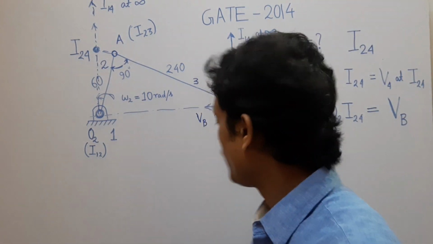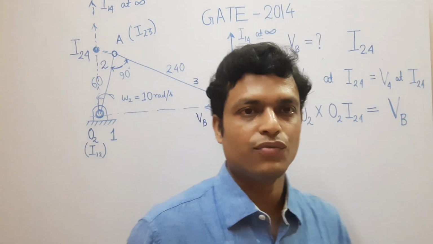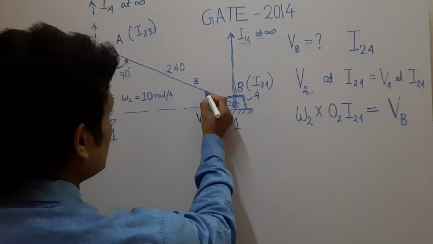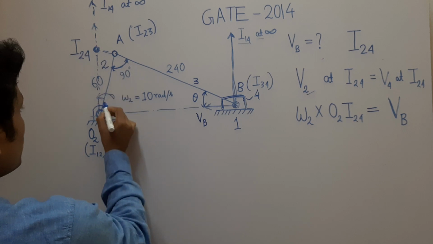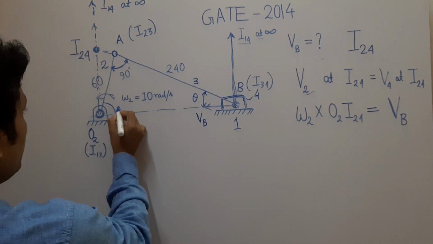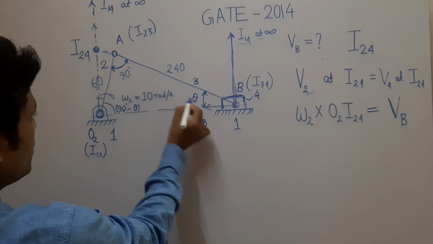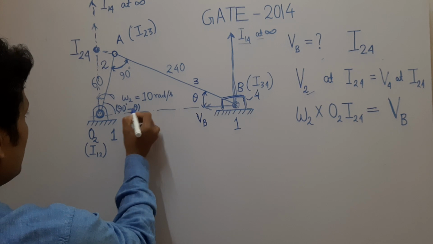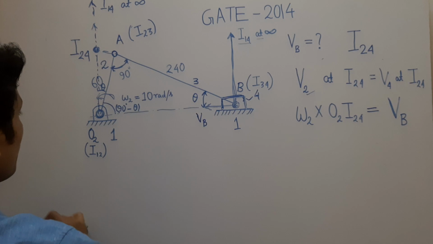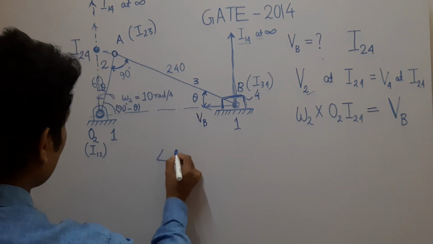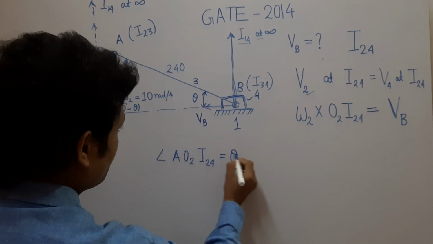So this is VB. So if we can find this, that will be equal to VB. Now how to find this length O2 I24? This we can calculate from simple geometry. Let us consider this angle is theta. This is 90 degree. So what will be crank angle? Crank angle will be 90 degree minus theta. If you subtract these two from 180 degree, it will come 90 minus theta. Now this is perpendicular to the horizontal line, so this will also be theta. So angle AO2 I24 is also theta.